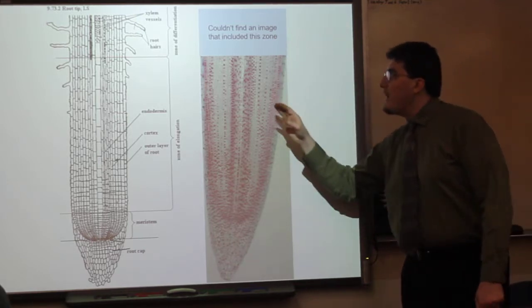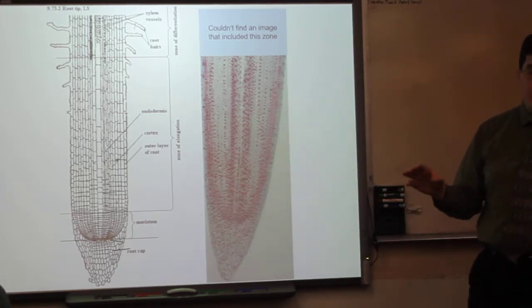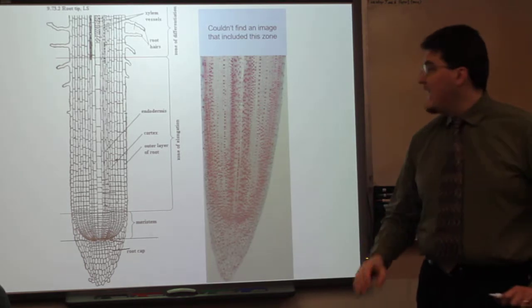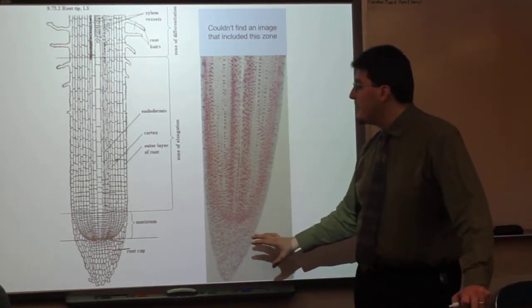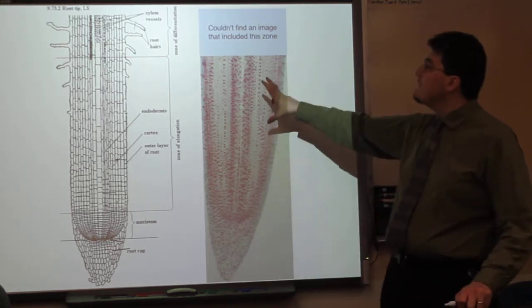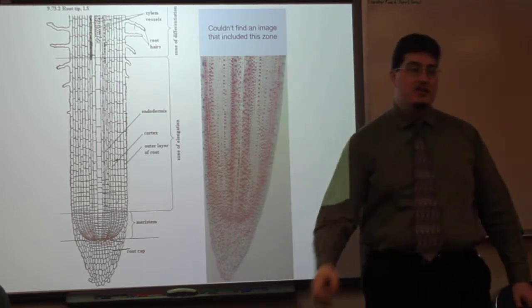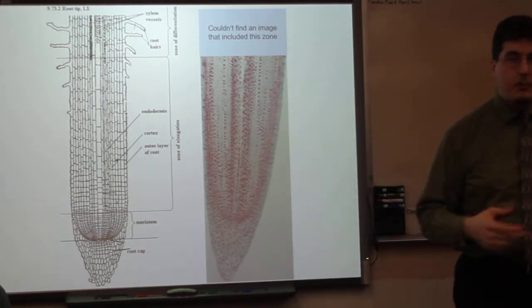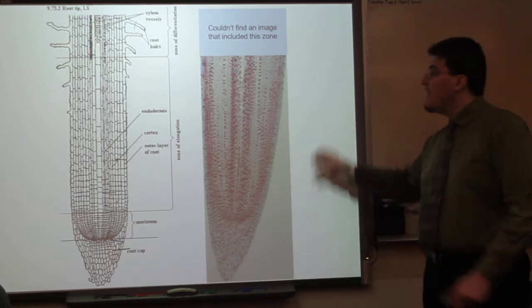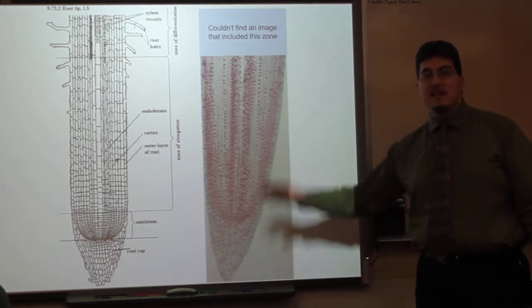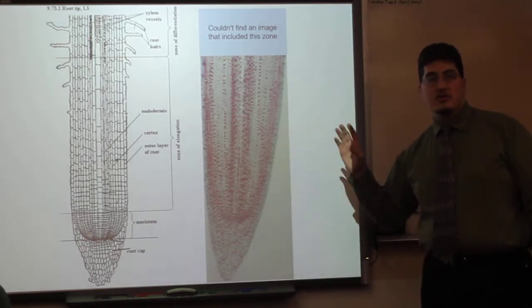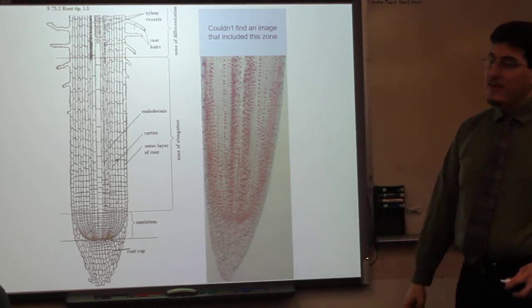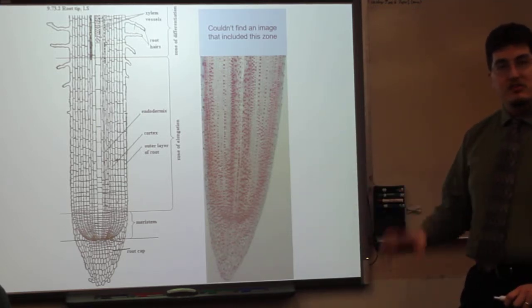Now, it's very difficult to find an image of a root tip that contains the root cap, the meristem, the zone of elongation, and the zone of differentiation in one image at appropriate magnification, because under magnification, this is a very large structure. Without magnification, it is really difficult to see these structures at all.